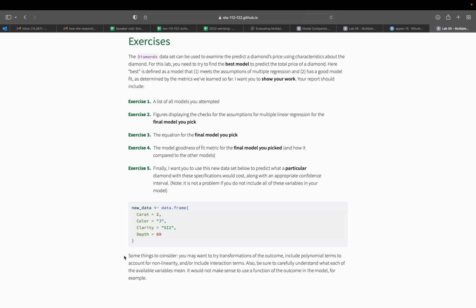So some things to consider. You might want to try transformations of the outcome. You might want to include polynomial terms to account for nonlinearity, and or you might want to check for interaction terms. Also make sure to carefully understand what each of the available variables in the data set means. There's at least one in there that wouldn't make sense as a predictor. For example, if there is a variable that's a function of the outcome variable, then that would not necessarily make sense to include as a predictor, so just be mindful of that as well.